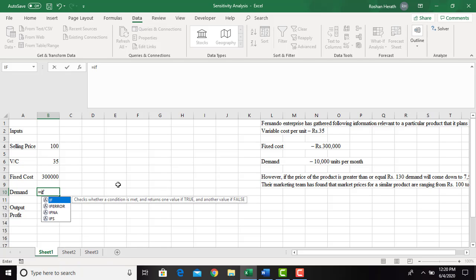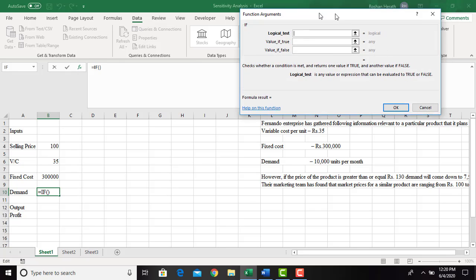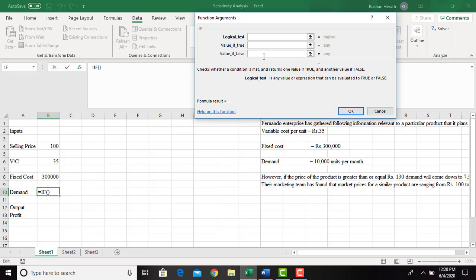When you come to the demand, what is your formula? You can take an if function. If function, right? You are quite familiar with this. So therefore, you can easily take this. What is your logical test? If this selling price is greater than or equal 130, what must be the case? Your demand is going to be 7,500. Otherwise, if it is less than 130, the demand would be 10,000. That's it. You can take a small formula and establish the demand.